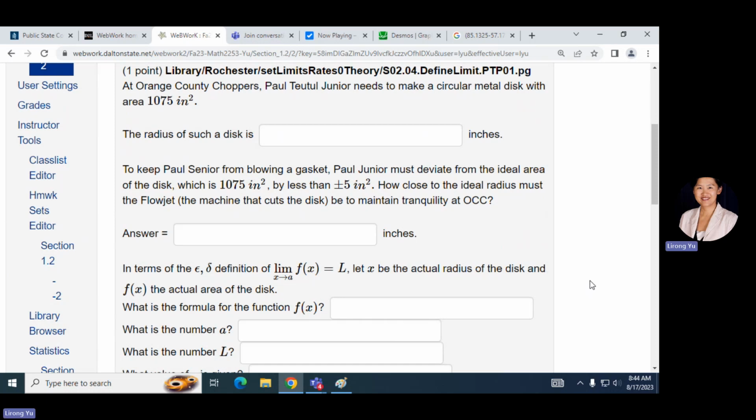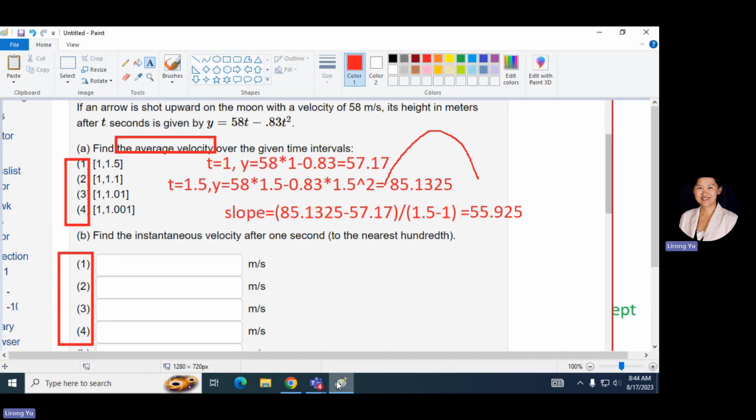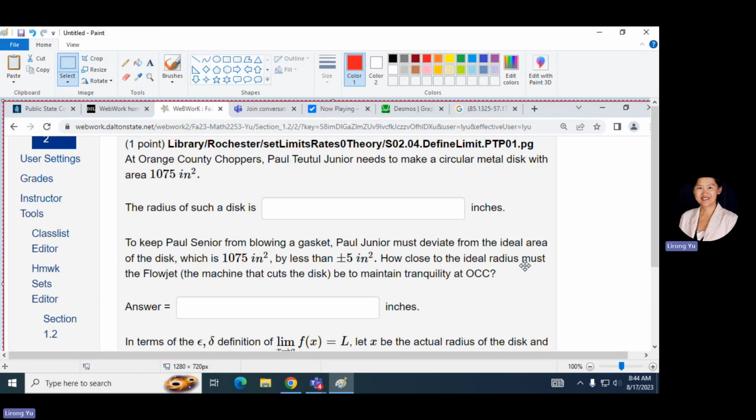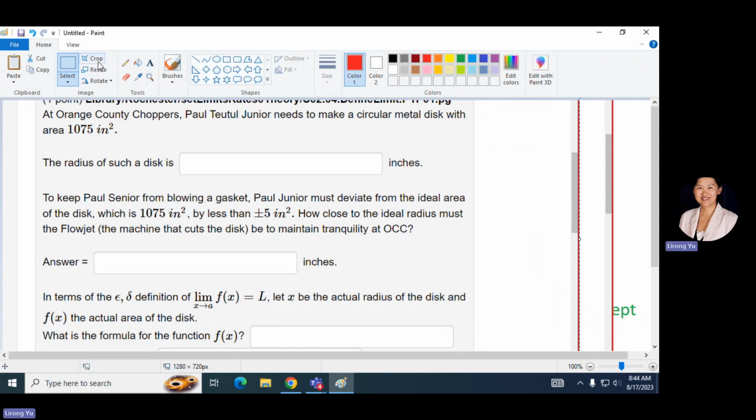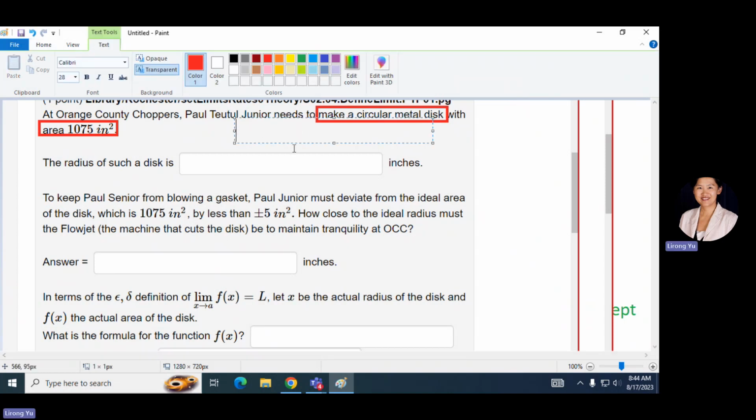So this question, I guess one of the difficulties is having a formula to work with. It says here we need to make a circular metal disc with area 1075. Let's try to analyze what's going on. There is a little bit of geometry involved. The target is to get a circular metal disc, and we have an area requirement. So we need to know the relation between area and radius.